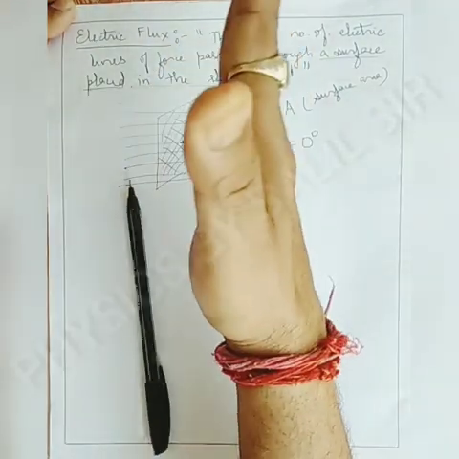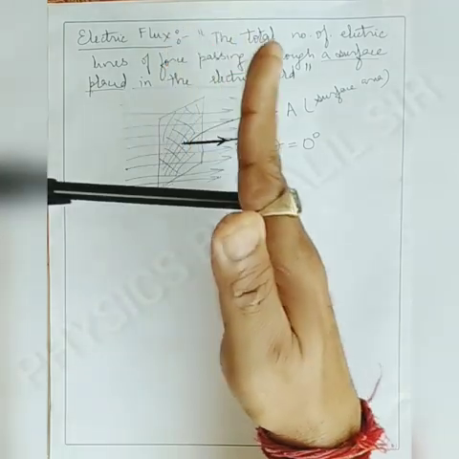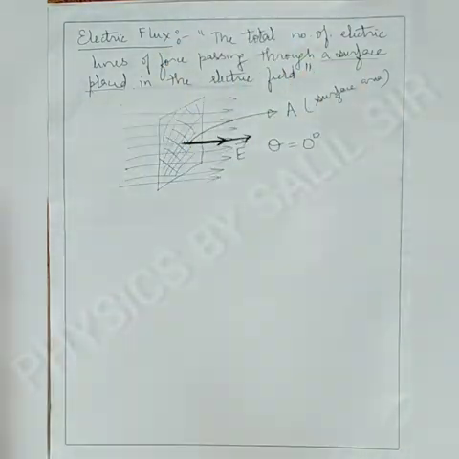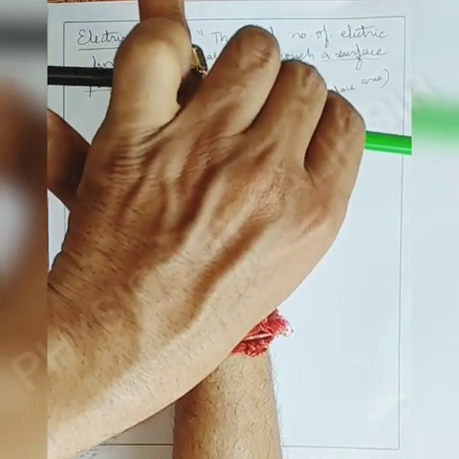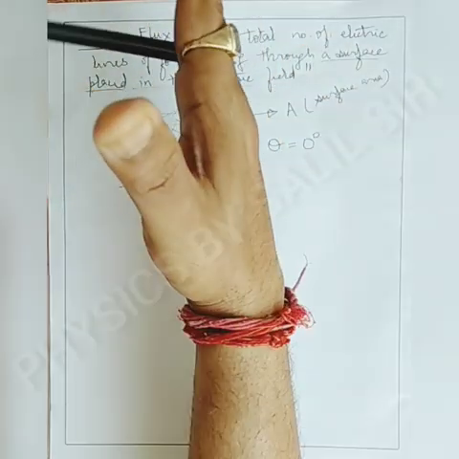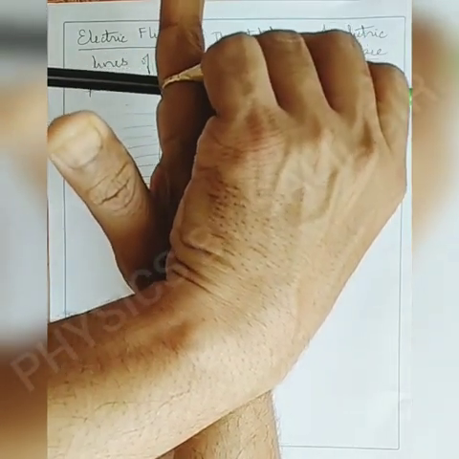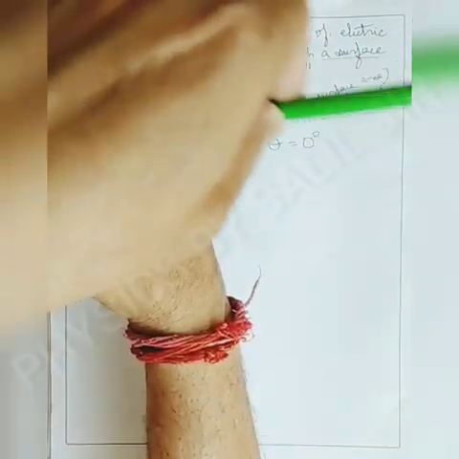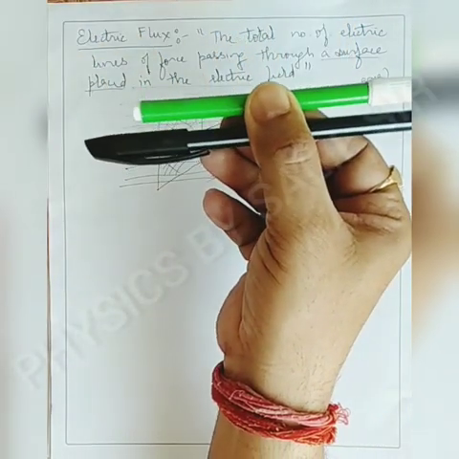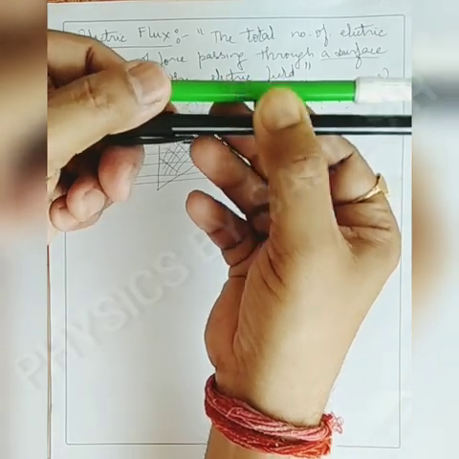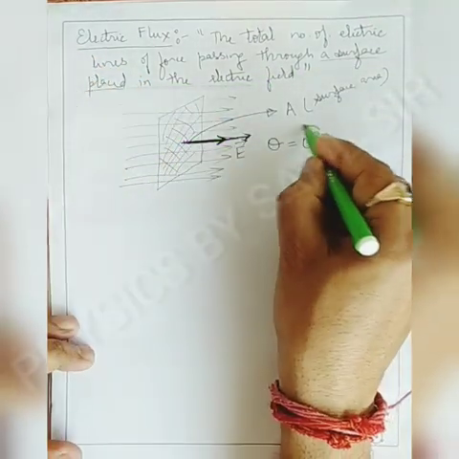But suppose this is the surface and the field lines are passing like this, and the normal to this surface is this. The green sketch pen is the normal to the surface, and my palm is the surface through which the electric field lines pass. The direction of the electric field line is like this, and the normal to the surface is also like this. It means there is no angle between the normal to the surface and the electric field direction. So they both are parallel to each other, and the angle between them will be 0 degree.